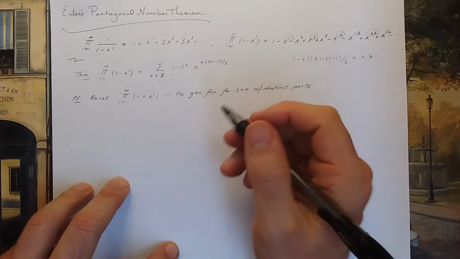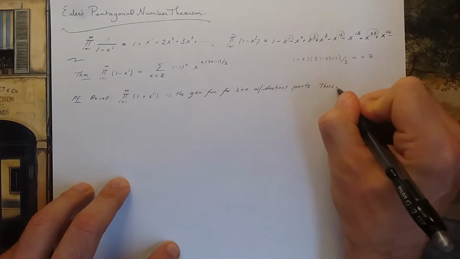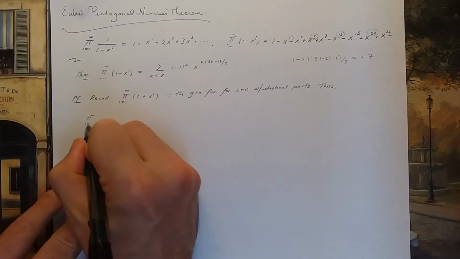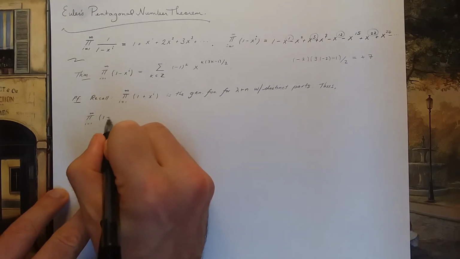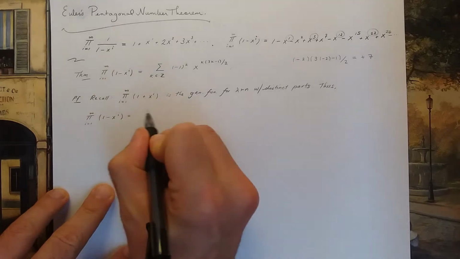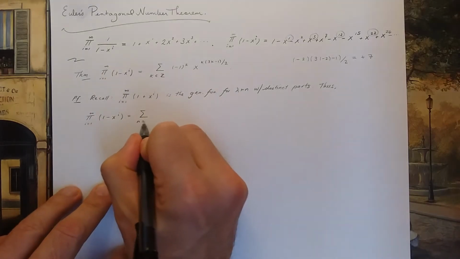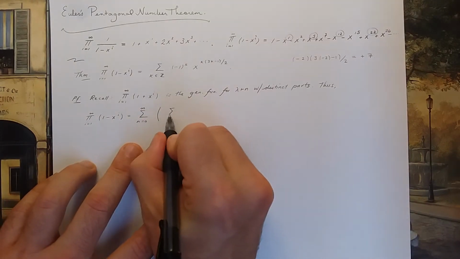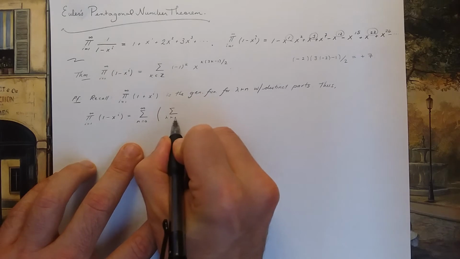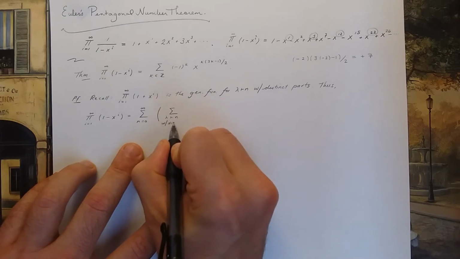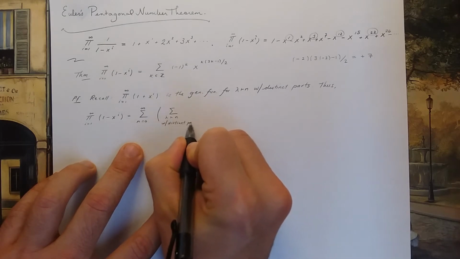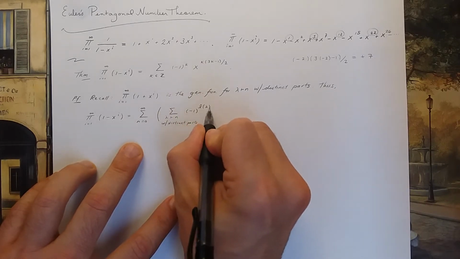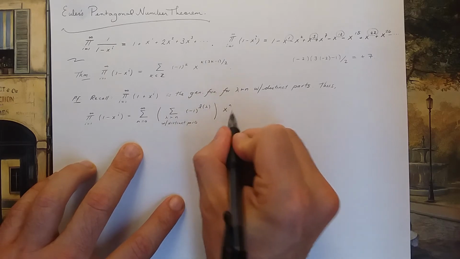So thus, using the logic that we've seen in dealing with generating functions, this infinite product, i going from 1 to infinity, of 1 minus x to the i, is the generating function over all n, where I'm counting all integer partitions lambda of n with distinct parts, where I have -1 to the number of parts in lambda times x to the n.